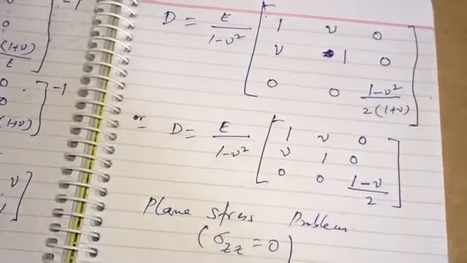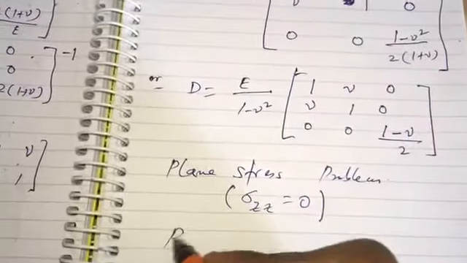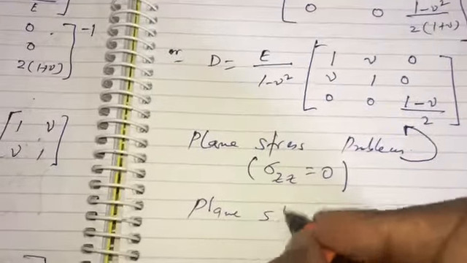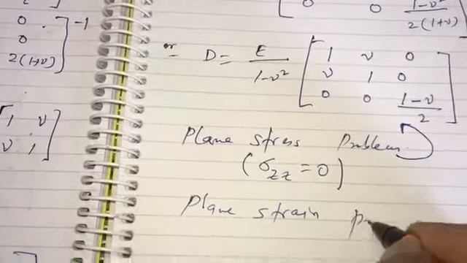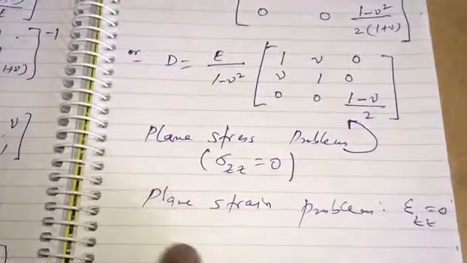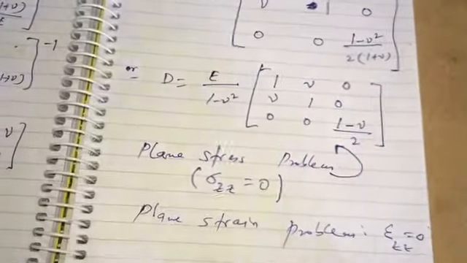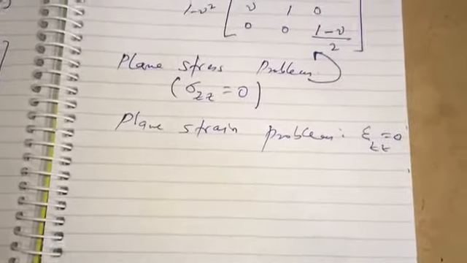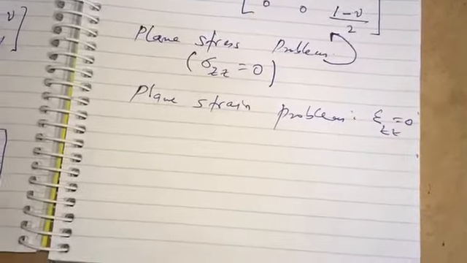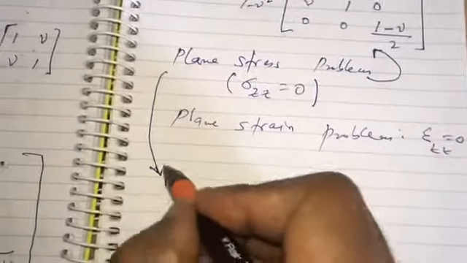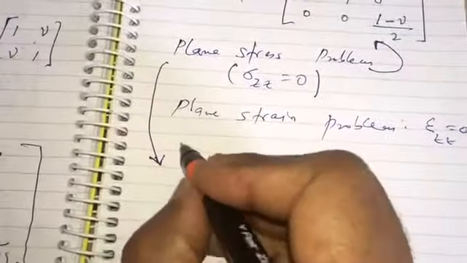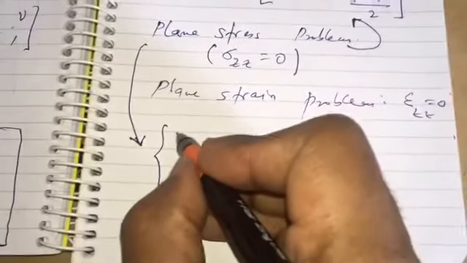Similar derivation can be done for the plane strain problem. So we will write: this is the plane stress problem, and this is the plane strain problem. In this case epsilon z is equal to 0. For that also you can derive accordingly. The bottom line is that we have a relationship between stress and strain, and the case we have used is the plane stress case, and we have the final relationship.